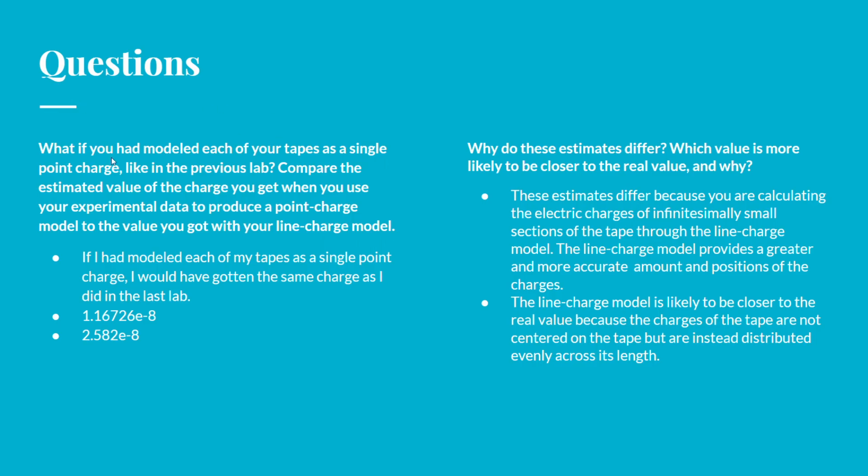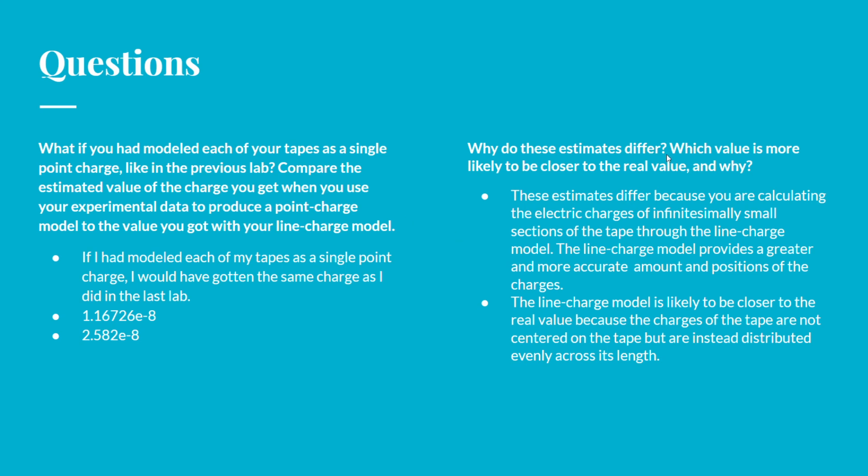Some questions I have to answer: what if you had modeled each of your tapes as a single point charge like in the previous lab? Compare the estimated value of the charge you get when you use your experimental data to produce a point charge model to the value you got with your line charge model. If I modeled each of my tapes as a single point charge, I would have gotten the same results that I did in my last lab. In my last lab, I got that each tape had a charge of 1.167 times 10 to the negative 8. But in this lab, I got that each tape had a charge of 2.582 times 10 to the negative 8.